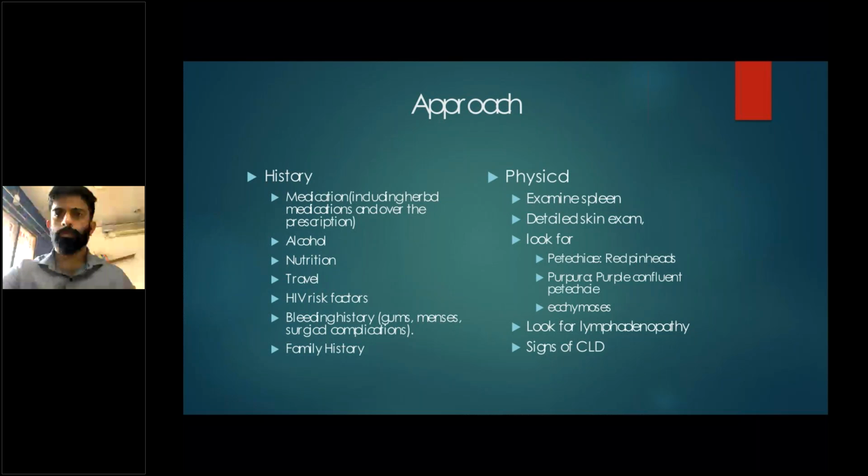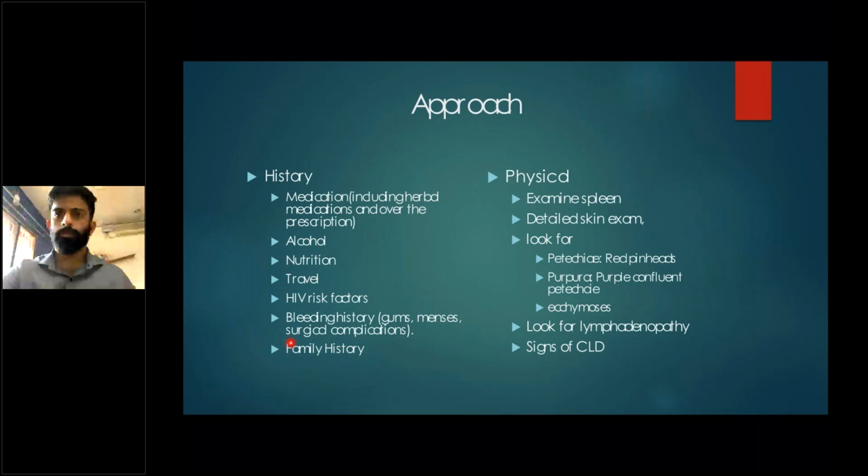So how do you approach a case of thrombocytopenia? Today's class is how do you approach, how do you diagnose, and what are the other conditions that can cause this. So first one is history. You obviously have to take medication history, including herbal medications, because herbal medications can cause thrombocytopenia. They can cause renal failure. So with herbal medications, especially at high doses, you have to be very careful in asking the history, because they can cause renal failure also. So in turn, renal failure again can cause thrombocytopenia. So it's all interlinked.